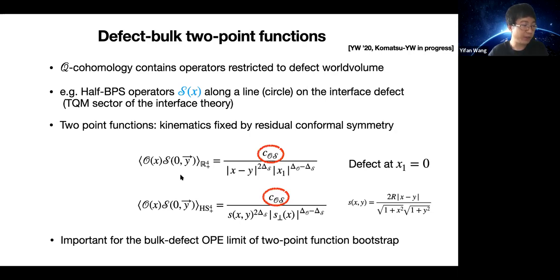Once again, this two-point function is highly constrained just by the residual conformal symmetry. The position dependence is completely fixed, just like in the case of the one-point function, and the dynamics is just contained in its coefficient C. And there's a similar version if you do a Weyl transformation for the two-point function on the hemisphere. This kind of structure constant COS will be important to study the bootstrap problem for two-point functions of bulk operators, which I'll explain now.